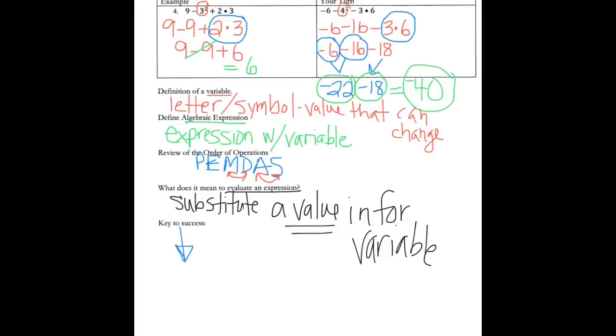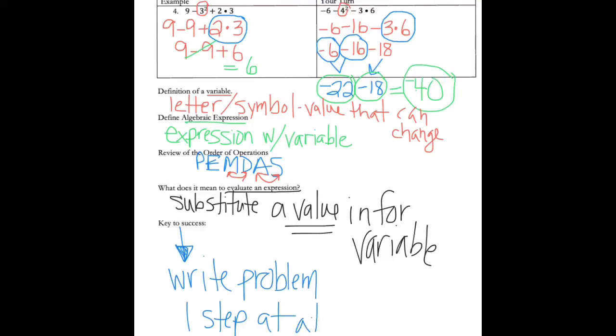Keys to success. Number 1, write down the problem. Number 2, do one step at a time. Number 3, show your work.